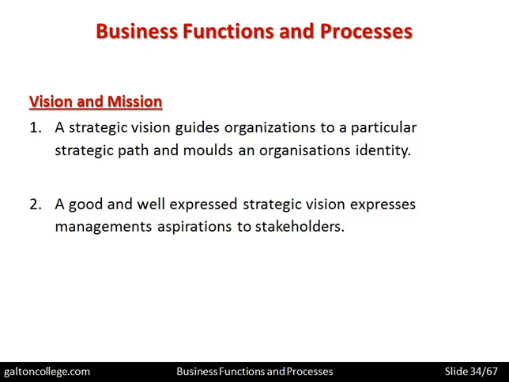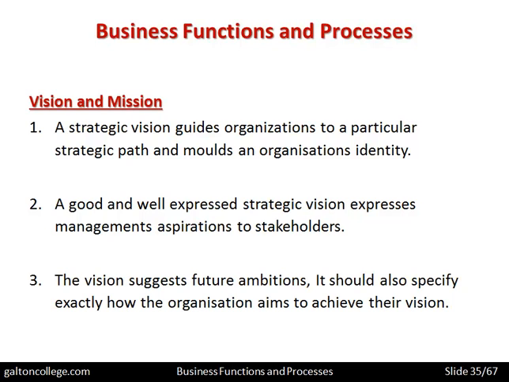A good and well expressed strategic vision expresses management's aspirations to the stakeholders. So the strategic vision tells the stakeholders what the business is aiming to achieve. It explains to the stakeholders where the business is going. And the stakeholders are not just the shareholders, they're the managers and the workers, even the local community, the suppliers of raw materials and components, and it explains where this business wants to be.